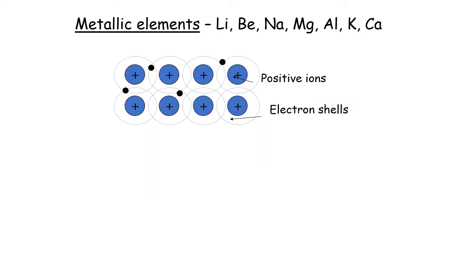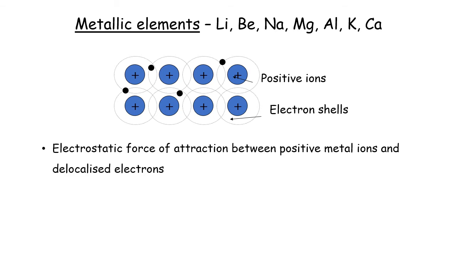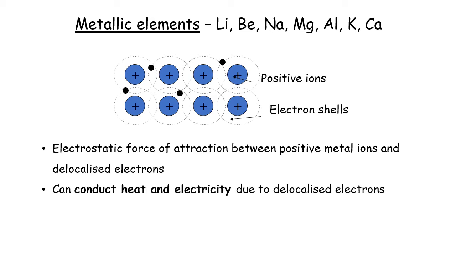So the first group we're going to look at are our metallic elements. So this is quite a big group. It's lithium, beryllium, sodium, magnesium, aluminium, potassium, and calcium. Unsurprisingly, metallic elements have metallic bonding, in which we have our positive metal ions surrounded by what we describe as a sea of delocalized electrons. And metallic bonding is the electrostatic force of attraction between positive metal ions and delocalized electrons. These delocalized electrons allow metals to conduct heat and to conduct electricity.